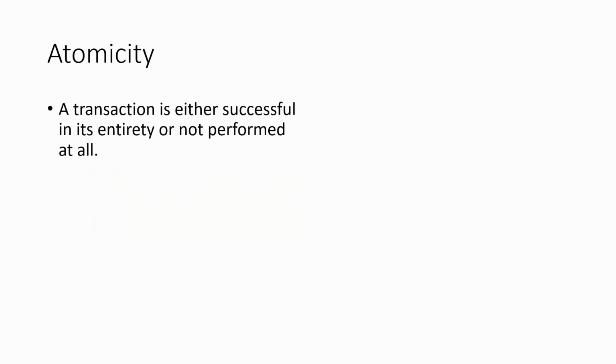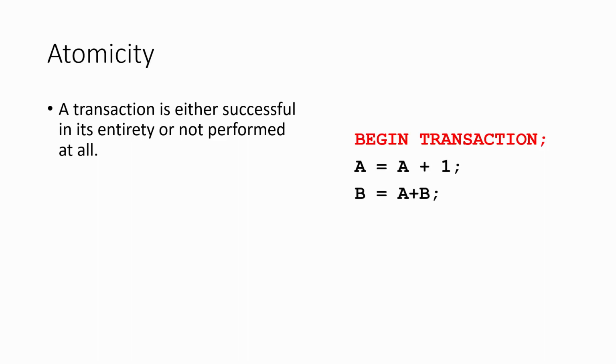A for atomicity. A transaction is either successful in its entirety or not performed at all. In typical database systems, atomicity is guaranteed by transaction semantics. So in the database, you can define when a transaction begins, and then define a set of operations that belong in a transaction, and then define when the transaction ends.